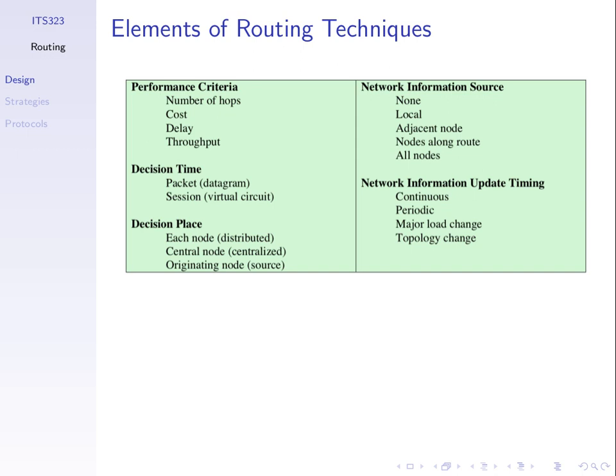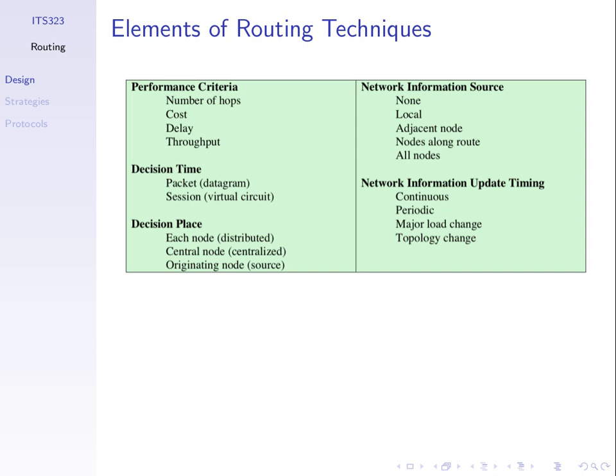Another criteria may be financial cost. Choose the path which is going to be cheapest for us to send our data. Okay, because there's a financial cost of sending data across links, especially if you're connecting across networks operated by different companies. Okay, so there may be some cost of using their network, so consider that when you choose the path.